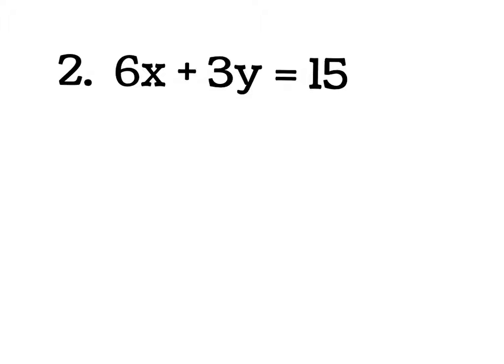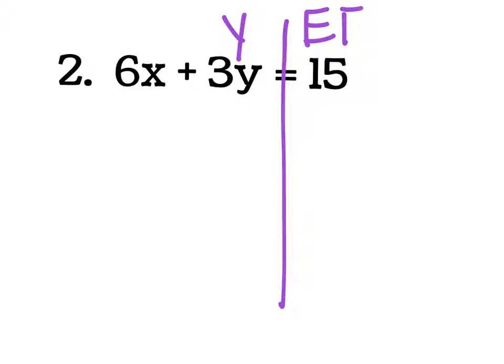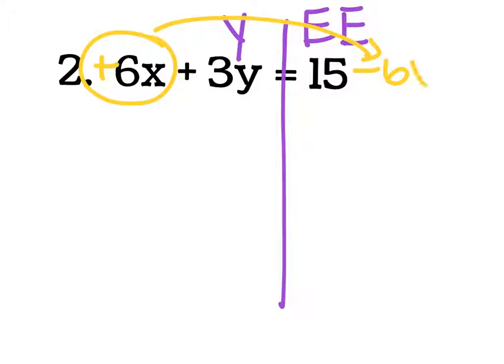So again, I'm solving for y. So I want y's on one side, everything that's not a y on the other side. So the first thing I'm going to do is move whatever doesn't have y with it, which is this 6x, which is currently positive. So on the other side, it's going to be a negative 6x, and then it's gone. Now I've got to get rid of the number that's in front of y.